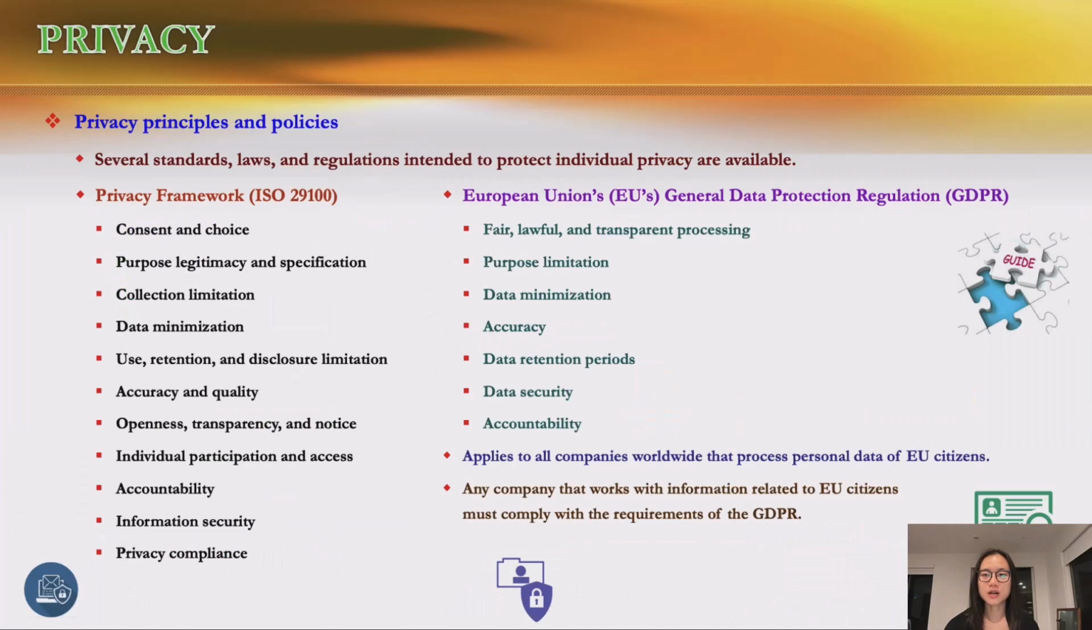Several standards, laws, and regulations intended to protect individual privacy are available. The ISO Privacy Framework lists 11 privacy principles here on this slide. One of the most comprehensive initiatives in protecting privacy is the European Union's General Data Protection Regulation, the GDPR. It was approved by the European Parliament in 2016, with an effective enforcement date of May 2018. There are 7 key principles at the heart of the GDPR. They are listed here on this slide as well.